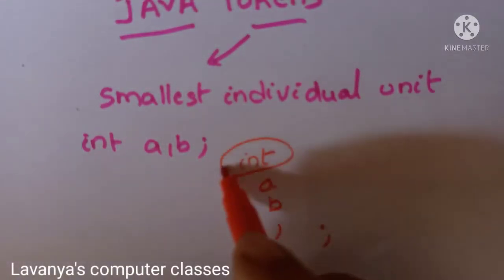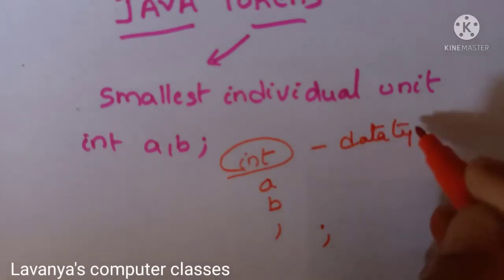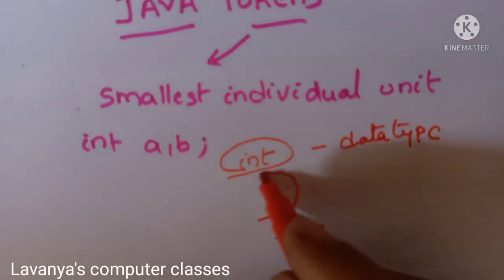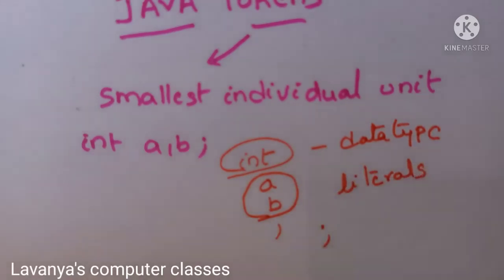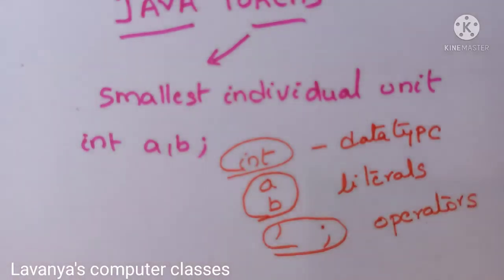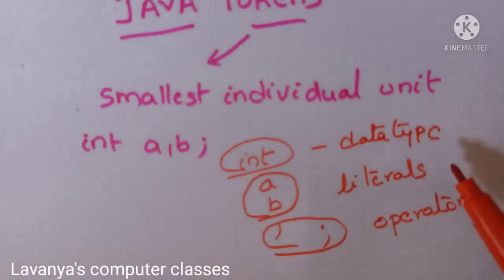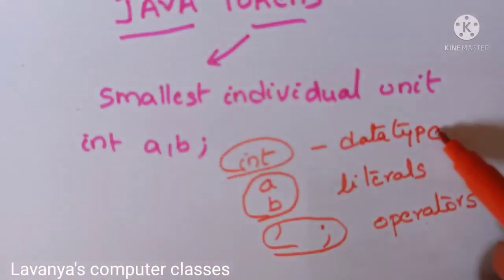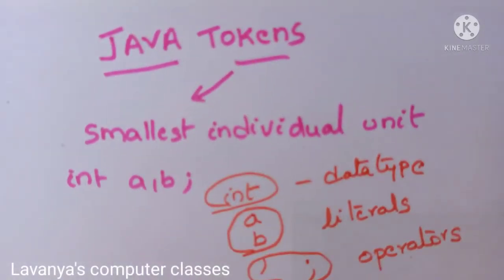What is this int? Int is a data type. What are a and b? A and b are known as literals, alphabets, variables. What are the comma and semicolon? These are special symbols, called operators. In this one small line, all these are there. That means we are dividing each and everything into the smallest individual unit. That is called Java tokens.